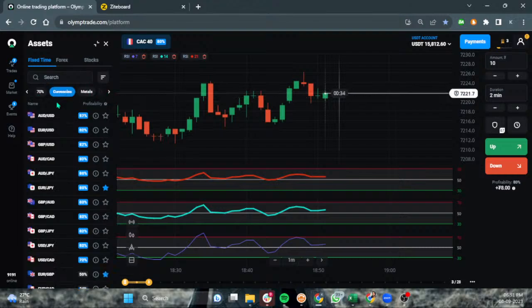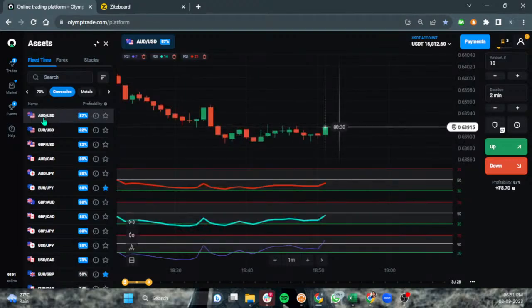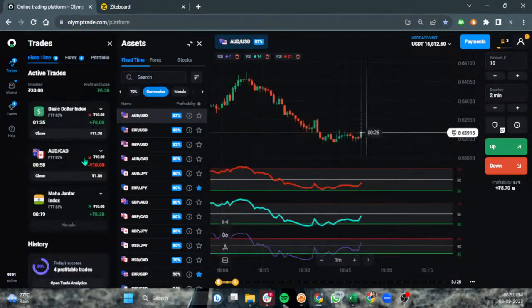Let me check all the currency assets, and I'll try to take a trade on all of them. Okay, and the trading I'm doing at the moment, Mahajitha is in profitable, but Australian dollar and Canadian dollar is not in profit right.